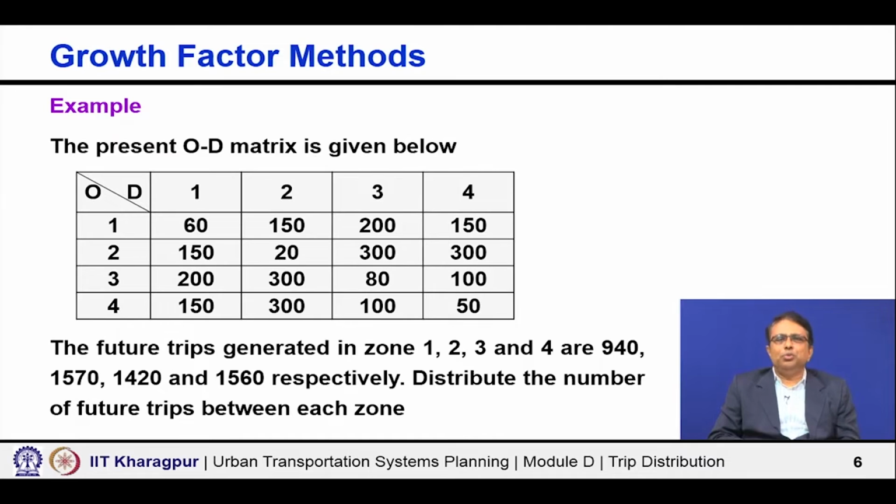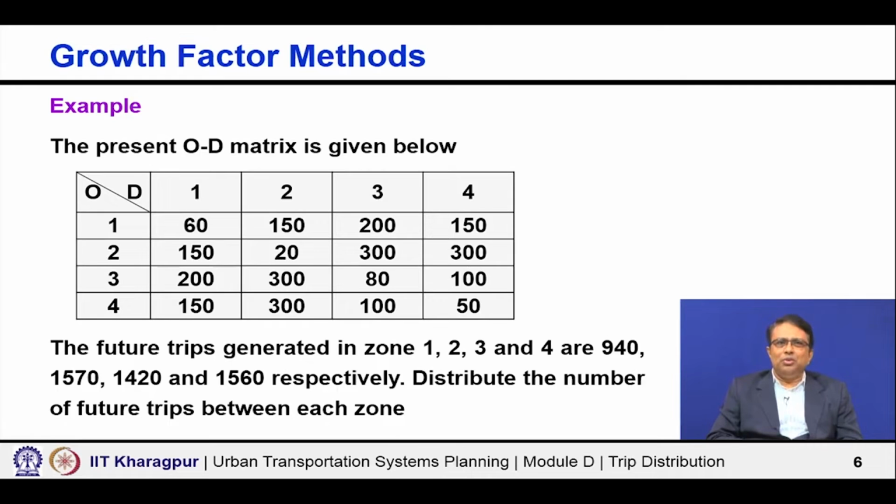Let us take an example to understand it. Let us say the present OD matrix is given like 1 to 1, 60; 1 to 2, 150; 1 to 3, 200; 1 to 4, 150; and like that. Each cell value is a small Tij. And we are saying that the future trips generated from zones 1, 2, 3, 4 are given, and in the whole matrix you can see that Tij equals Tji.